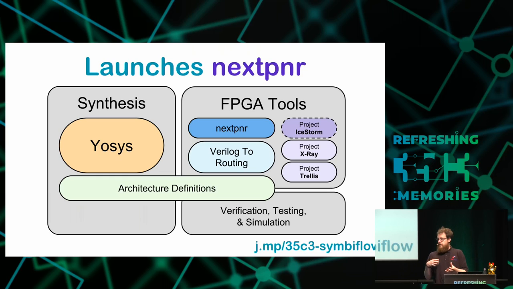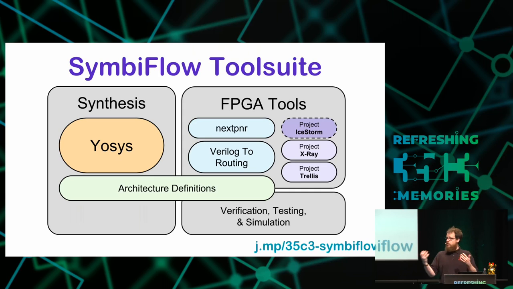We originally were targeting a thing called Verilog to Routing. Verilog to Routing has been around for a long time, but some people on the team wanted to create a new place and route tool from scratch. And so the people at Symbiotic EDA launched this new project called NextPNR as an alternative to Verilog to Routing, to provide another option for doing place and route. And so this is what we call the SymbiFlow tool suite. This is what enables you to take a Verilog file and convert it into a bitstream that you can load on an FPGA.